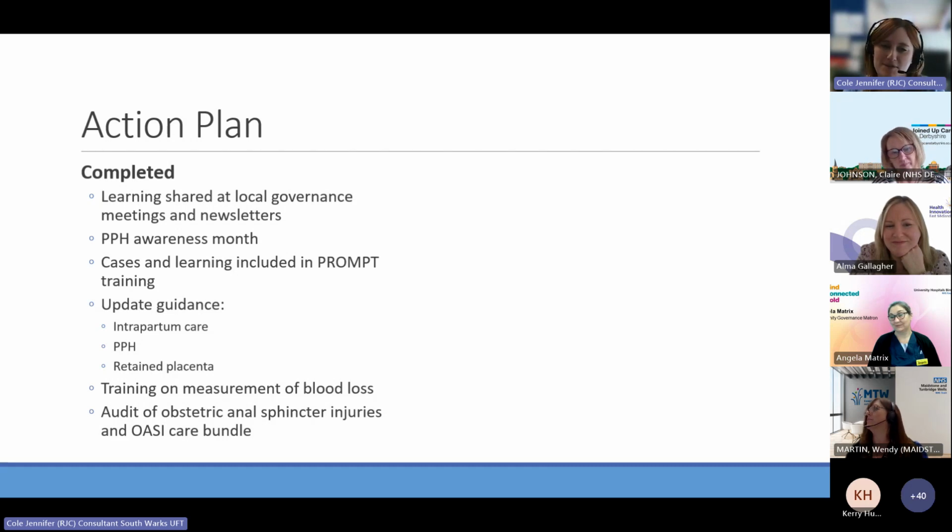We've used some of the cases from this review in our local PROMPT teaching so that we can learn from real scenarios. We've done a lot of updating of our guidance, a lot of staff training on measurement of blood loss, and we've also done some work on auditing our use of the OASI care bundle to again look at whether there's other things that we can do to reduce the severity of perineal trauma.